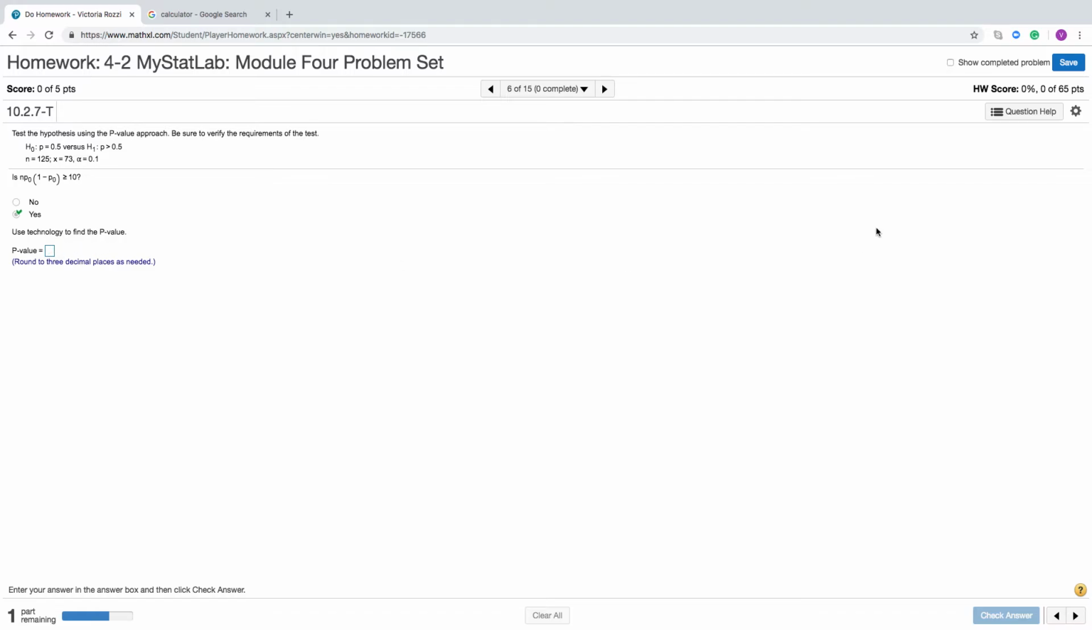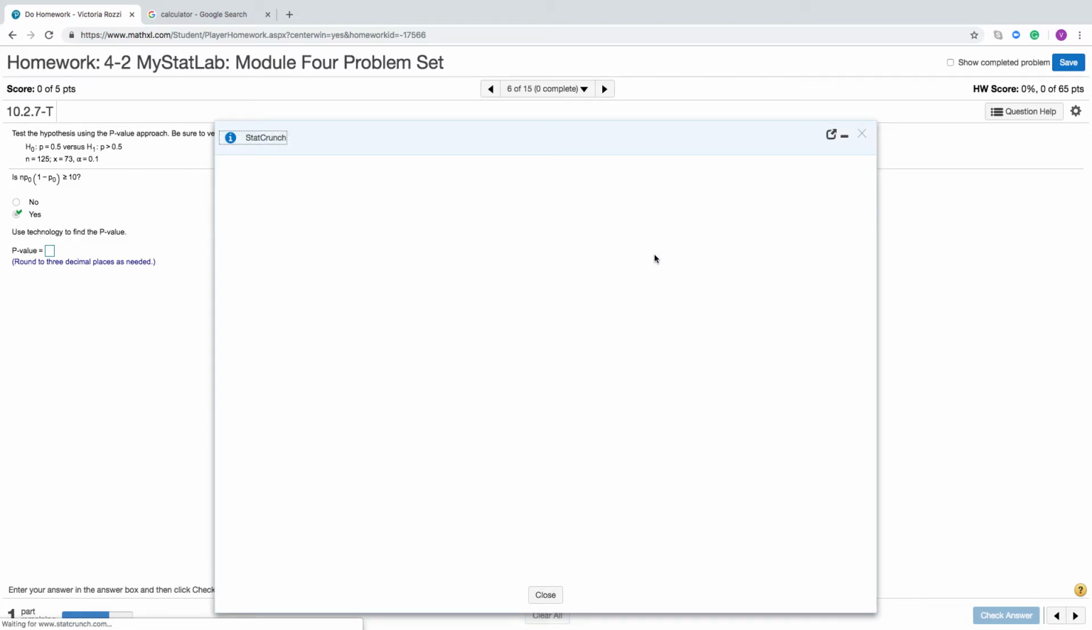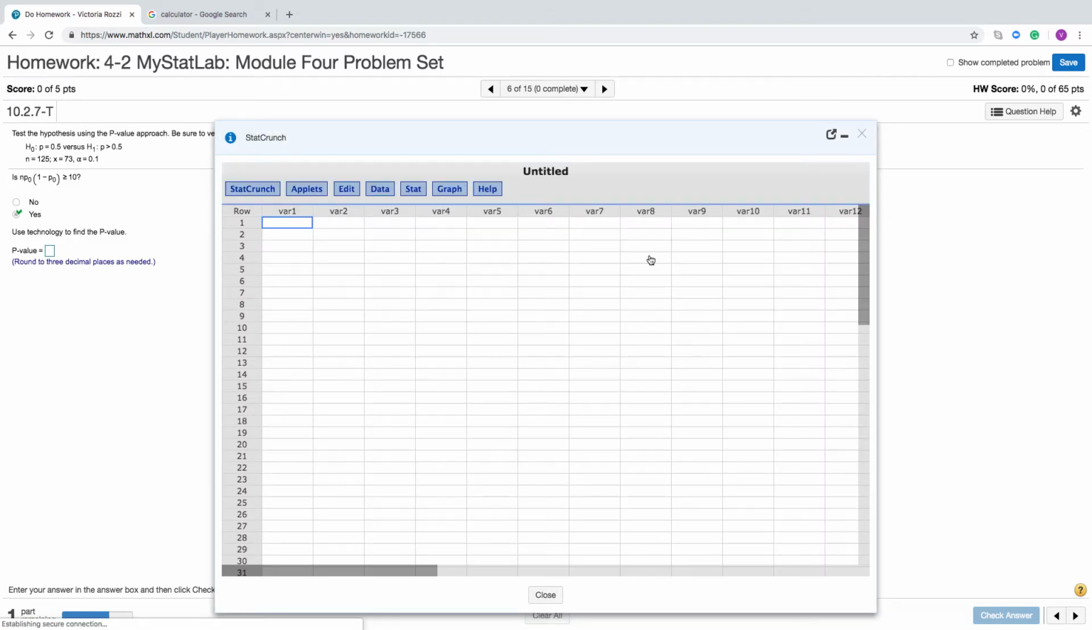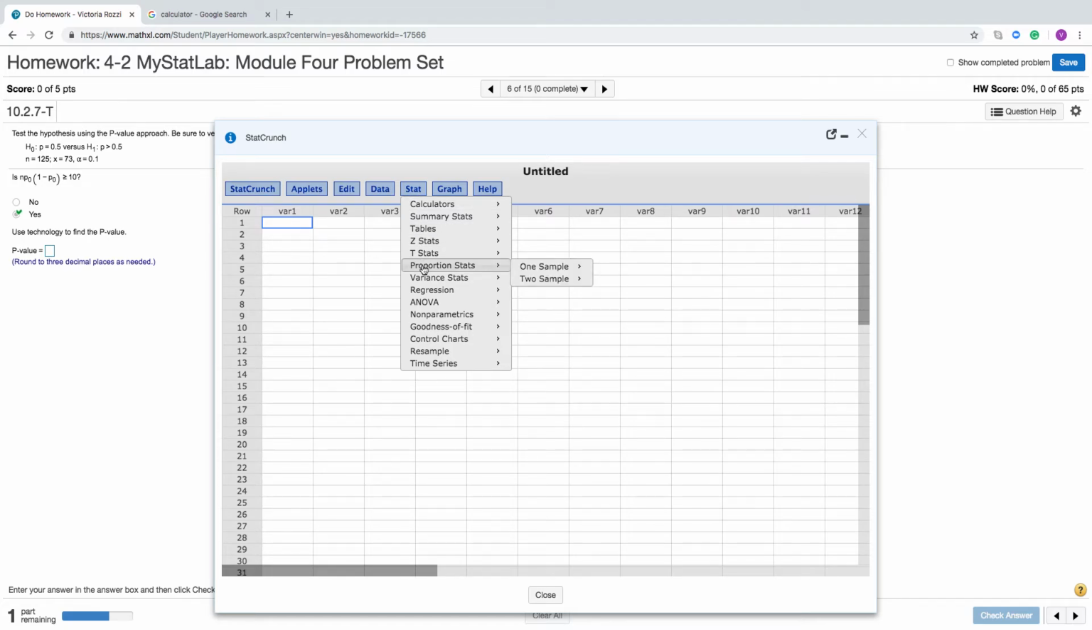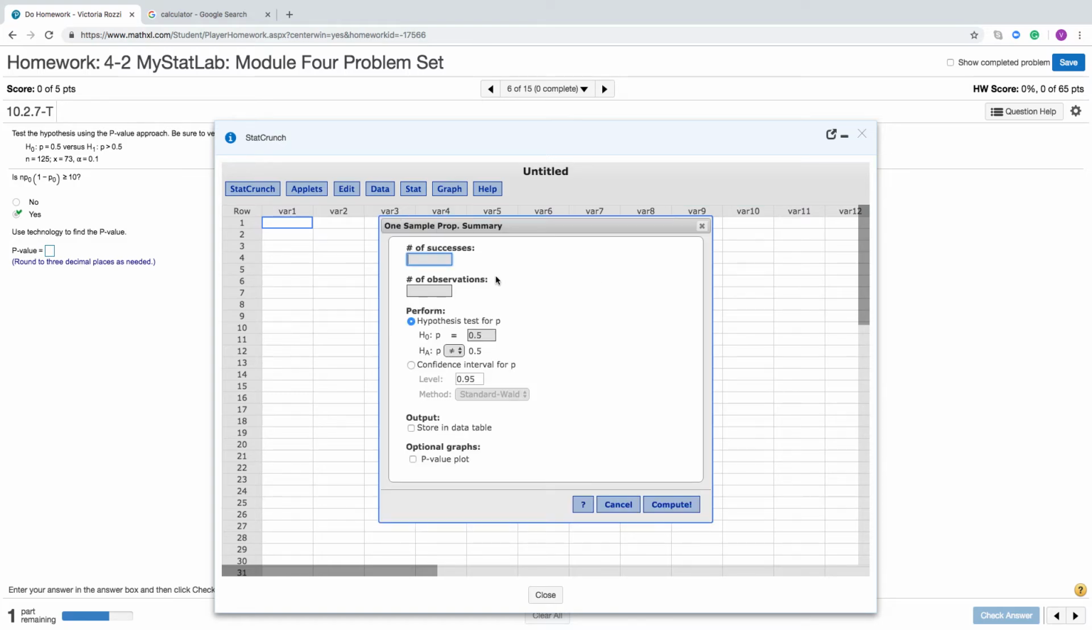We're going to do that by going into StatCrunch. So do question help and StatCrunch, and we're going to run our hypothesis test. To do that, you go to Stat. This is a proportion, so Proportion Stats, One Sample, with summary. We're given the number of successes and the total in the sample. Our number of successes is 73. Our number of observations is 125.